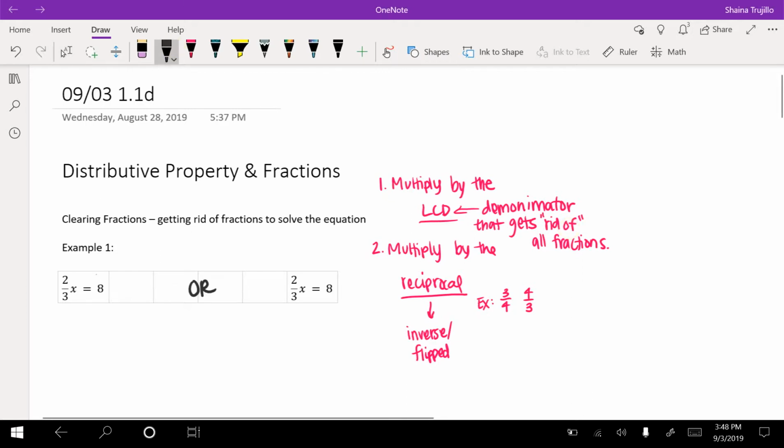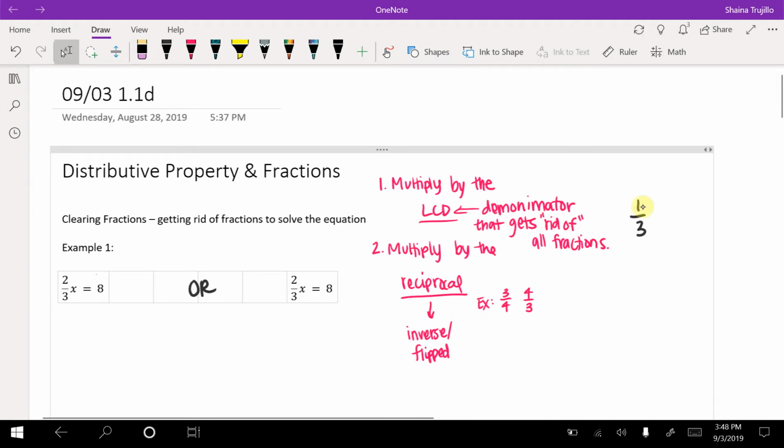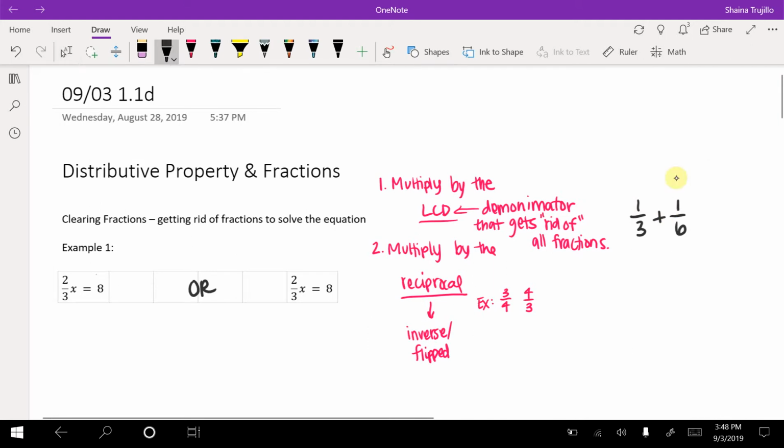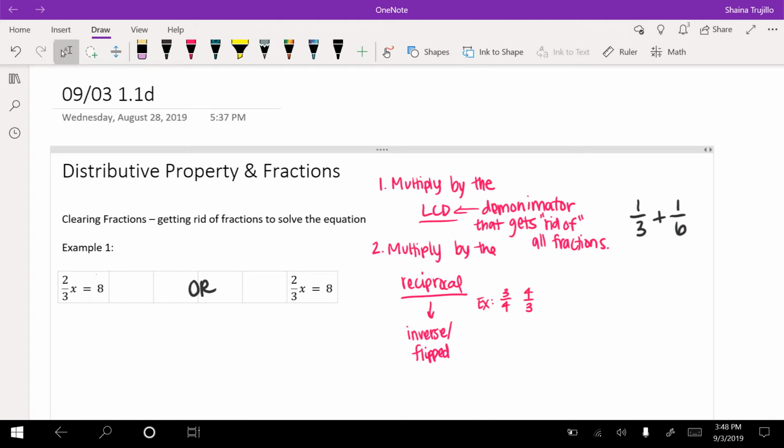fractions. So for example, if I have 1/3 and 1/6, I can multiply this whole thing by 6 to be able to get rid of both the third and the 6. The second way I can do it is to multiply by the reciprocal or the inverse.